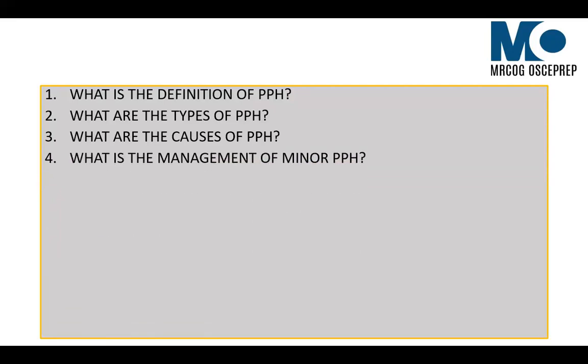Okay. How will you manage if it's minor PPH? If it is minor PPH, I will alert the team, and I will pass only one cannula of 14 gauge, and I will send the blood group and full blood count, and I will rub up the uterine fundus, and I will look for the cause of PPH. And I will empty the bladder, and I will give the oxytocin, and I will again reassess the patient.